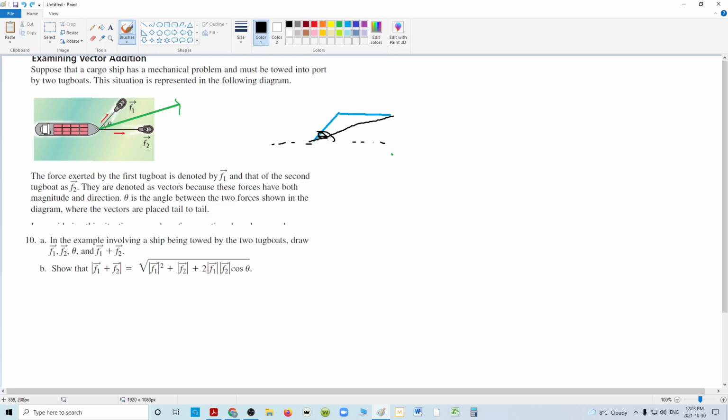But if we're looking at that, we can see that this black line here is the opposite of this line, which is F2, the opposite of this line, which is F1. What's interesting is proving that that is theta. And how can I prove that that's theta?